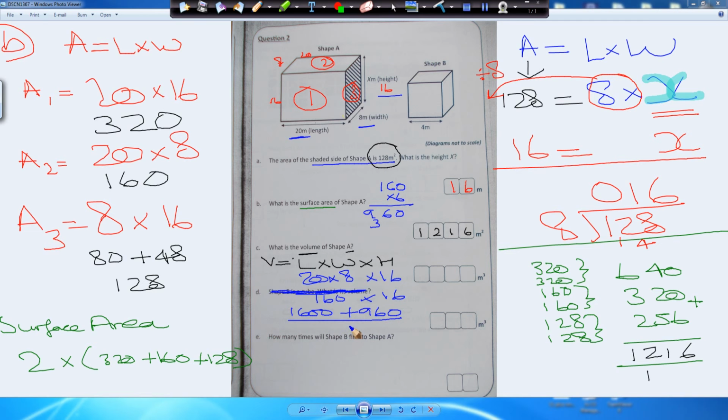So we got 1,600 plus 960, which will give us a total of 2,560. Well done, folks. Excellent.